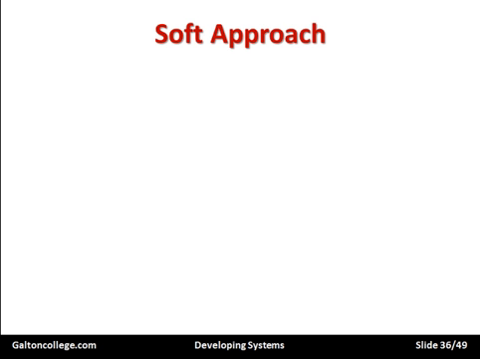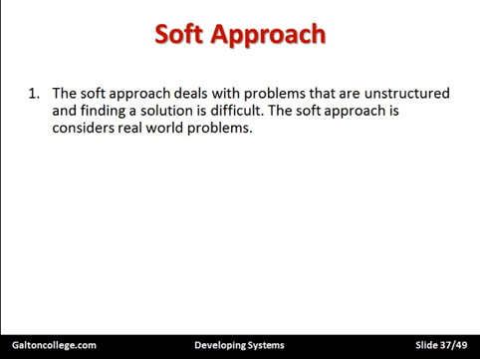Now the soft approach, in contrast to the hard one we just looked at, the soft approach deals with problems that are unstructured and finding a solution is difficult. The soft approach is really dealing with the real world, the world in which we live, which does not come as neat mathematical relationships that we can feed into a computer and solve mathematically or work out statistically. The world is changing. It changes all the time. It's ambiguous. It's not well defined.